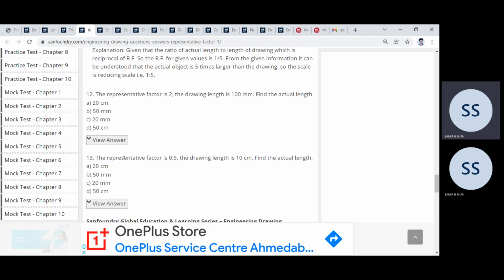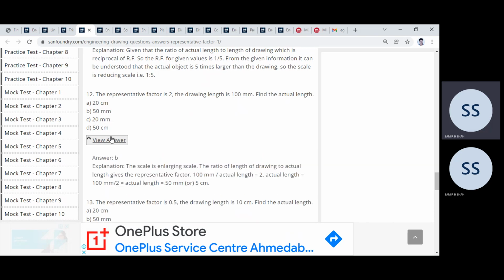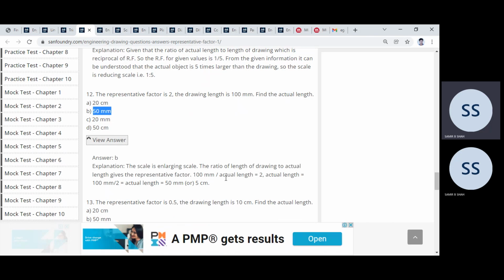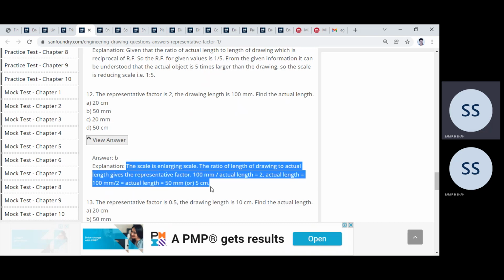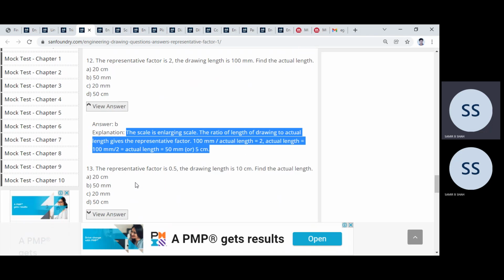If the RF factor is 2 and the drawing length is 100 mm, what is the actual length? At that time the actual length may be 50 mm. कैसे होगी? The explanation I will give you with the blue portion. So please see that. Hope there is no query yet. Anybody who has a query regarding the RF factor may comment to me, and I will give the proper answer.